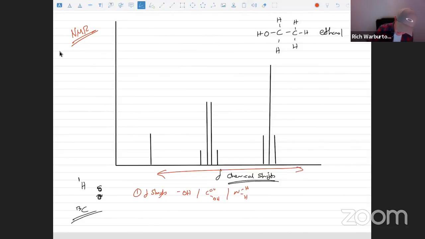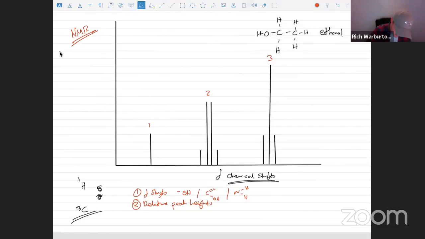The second thing that this can tell you is the relative peak heights. It's not about the number on the value, it's about the relative peak heights. I've drawn it in a 3:2:1 ratio.